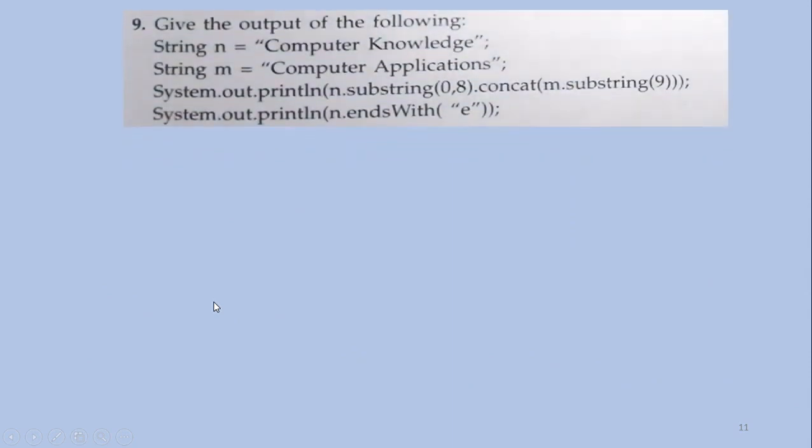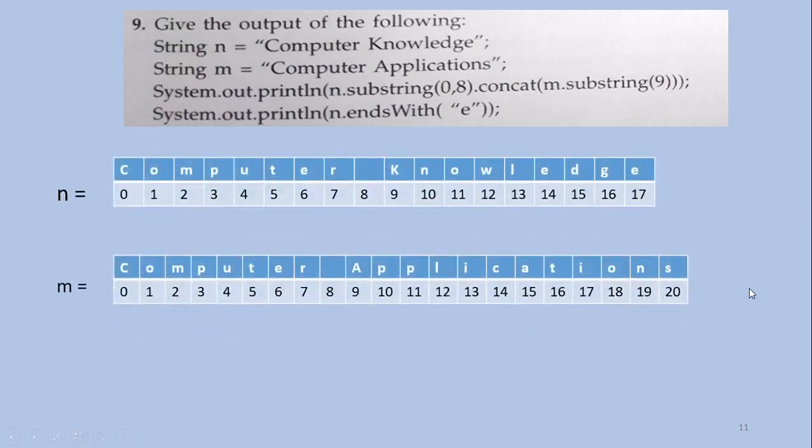Your 9th question, again with substring functions. N you have computer knowledge and M you have computer applications. So what is my next step when I look into it? I should draw columns for it. I have done it here. Clear? Now system.out.println N.substring(0,8).concat(M.substring(9)).